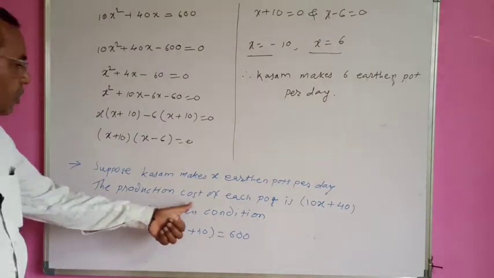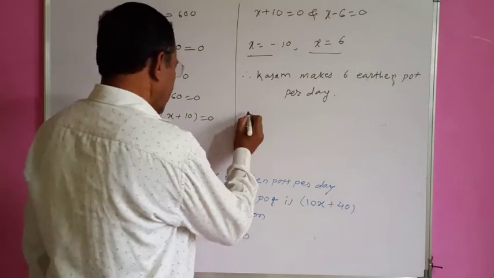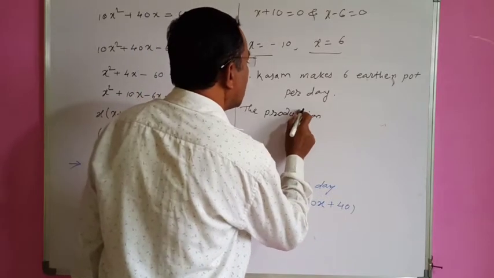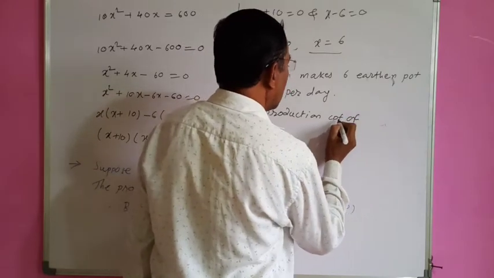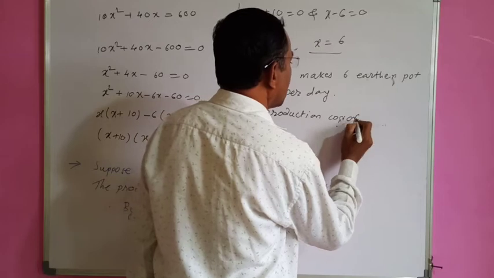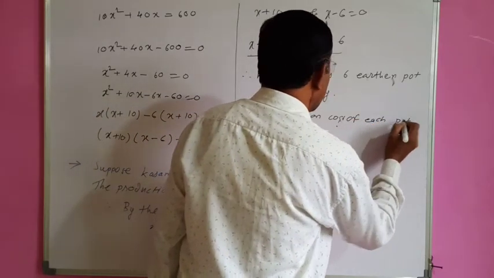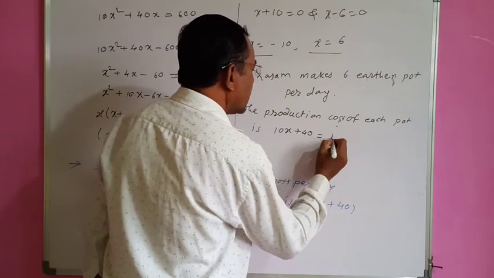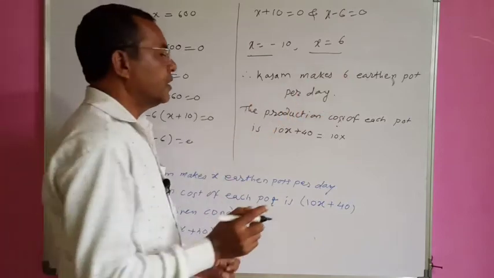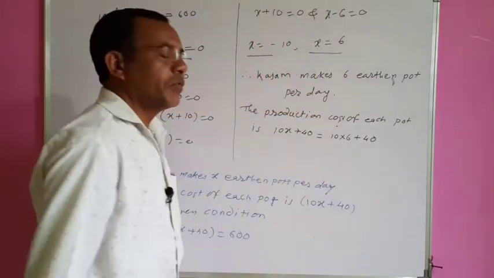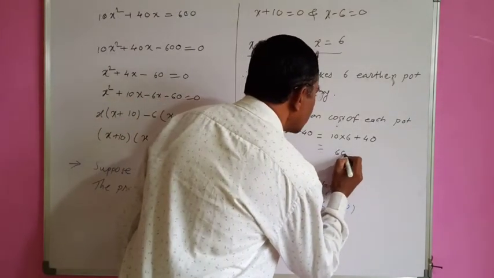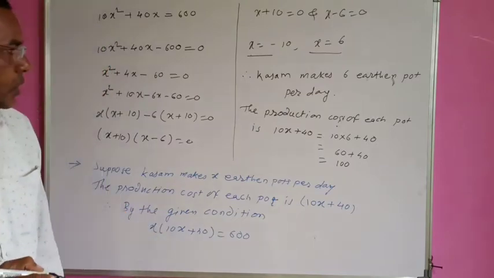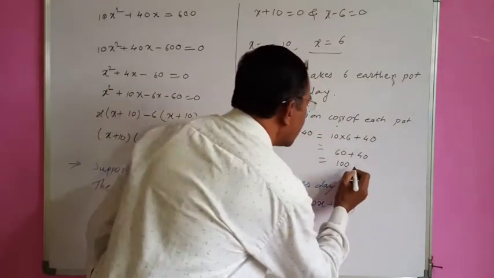And we have to find the production cost of each pot, which is 10x plus 40. Therefore, the second answer: the production cost of each pot is 10x plus 40, is equal to 10 into the value of x, which is 6, 10 into 6 plus 40. 10 into 6 is 60, plus 40, is equal to 100 rupees. Therefore the production cost of each pot is 100 rupees.